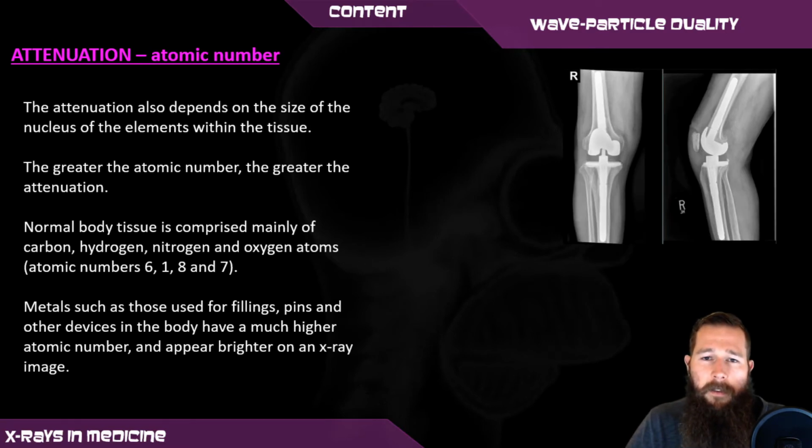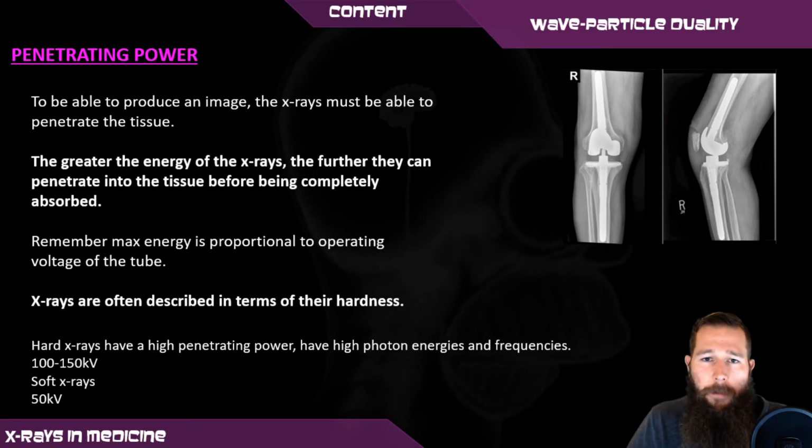Attenuation also depends on the size of the nucleus of the elements within the tissue. The greater the atomic number, the greater the size of the nucleus, the greater the attenuation. So normal body tissue is comprised of the lower elements such as carbon, hydrogen, nitrogen, and oxygen. But metals within the body, that might be due to pins or fillings, have a much higher atomic number and appear brighter on X-rays.